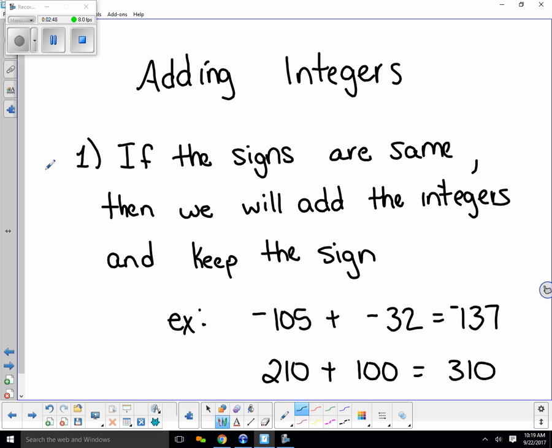So that's the first thing you need to pay attention to, if you're adding: what are my signs like? If they're the same, just add them and keep the sign. Okay. Very good. Somebody pause in there. You got a yes or a no?